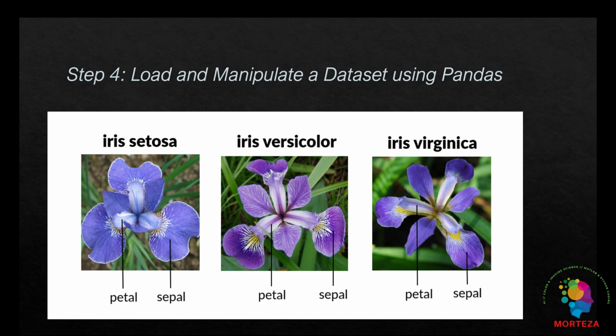For that, we're gonna load and manipulate a dataset using Pandas. We're going to use the iris dataset, which is one of the most well-known datasets in machine learning and statistics. It contains 150 observations of 3 species of iris flowers, which are setosa, versicolor, and virginica. Each observation includes 4 features: sepal length in centimeters, sepal width in centimeters, petal length in centimeters, and petal width in centimeters. This dataset is commonly used for classification problems, exploratory data analysis, and testing ML algorithms. Let's load it and inspect the first few rows.